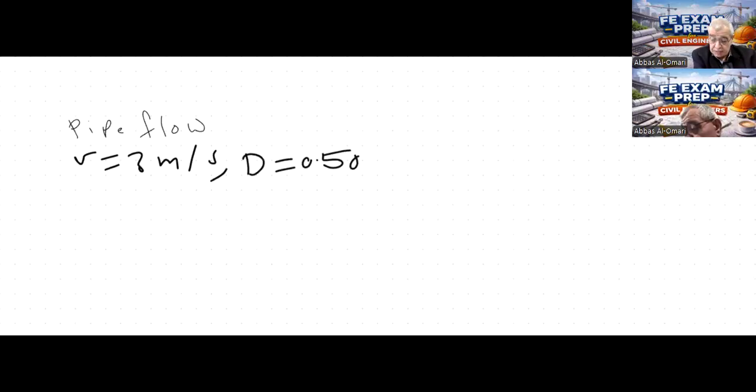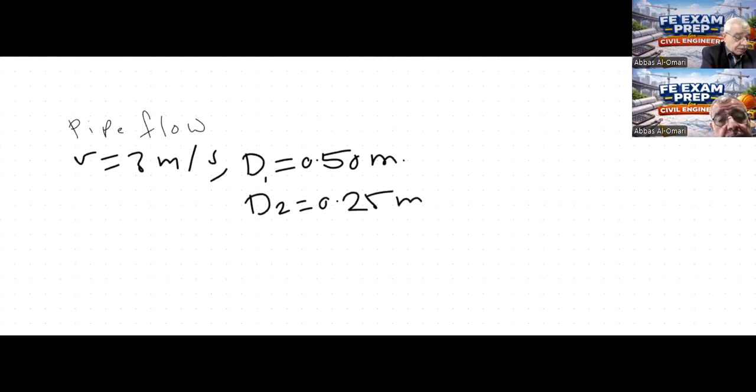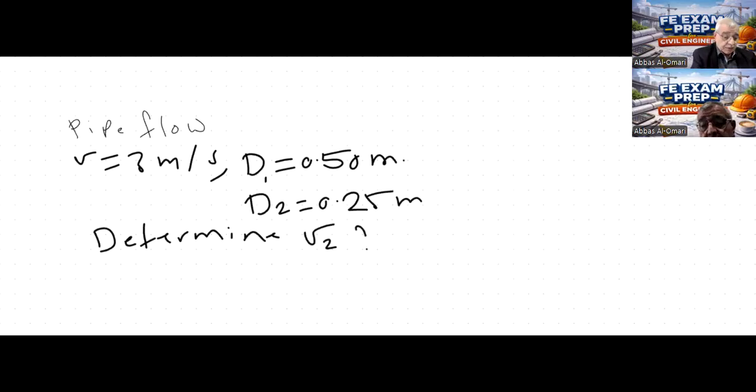Now the diameter is reduced a certain distance later to 0.25. D2 equals 0.25 meter. So we want to determine V2, the velocity after the pipe diameter is reduced. So this is a very straightforward problem.